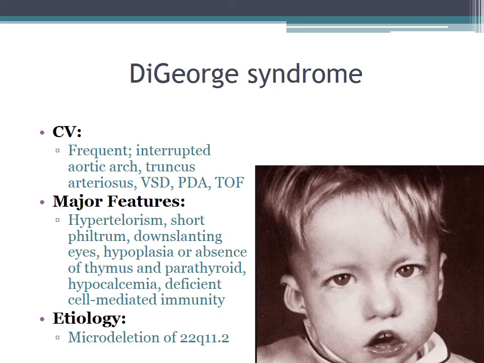DiGeorge syndrome is next, and there are frequent cardiovascular anomalies, most commonly conotruncal issues like interrupted aortic arch, truncus arteriosus, tetralogy of Fallot. There can also be VSDs and PDAs. The major features are hypertelorism, short philtrum, down slanting eyes, hypoplasia or absence of the thymus and parathyroid. There can be hypocalcemia, deficient cell-mediated immunity, and the etiology is it's a microdeletion of 22q11.